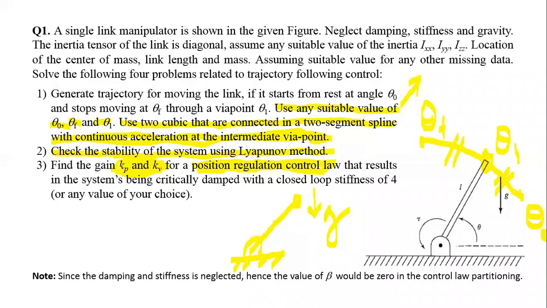And it is also given that this Kp and Kv should result in the system being critically damped with a closed loop stiffness of 4. So after applying this position regulation control, your system should be critically damped, and the closed loop stiffness of the system should be 4, or in place of 4 you can choose your own value of closed loop stiffness.